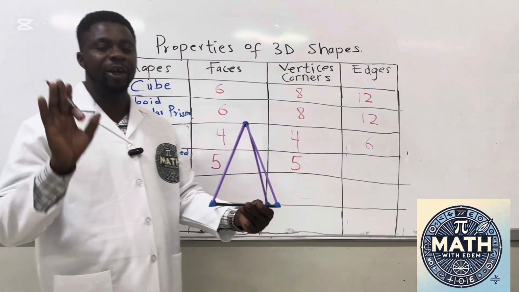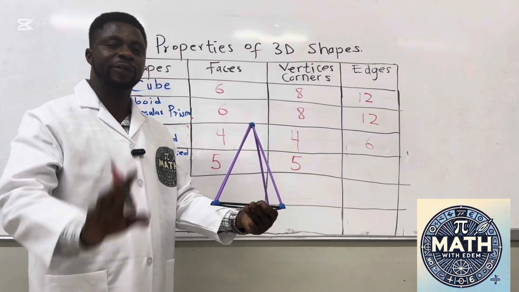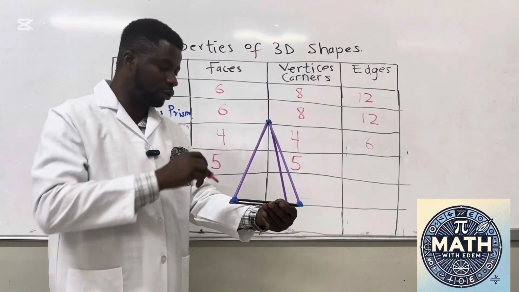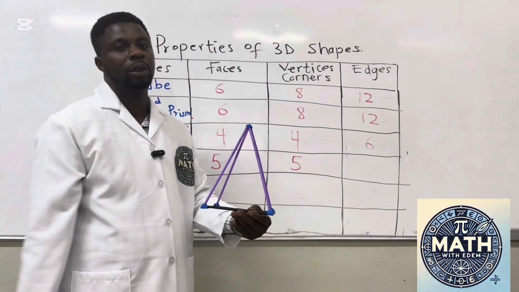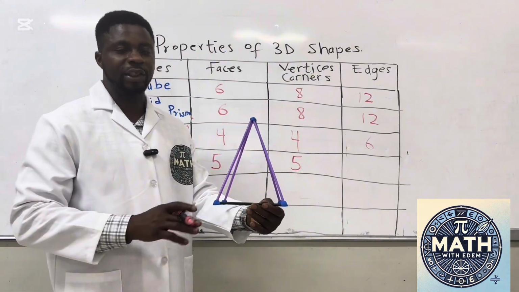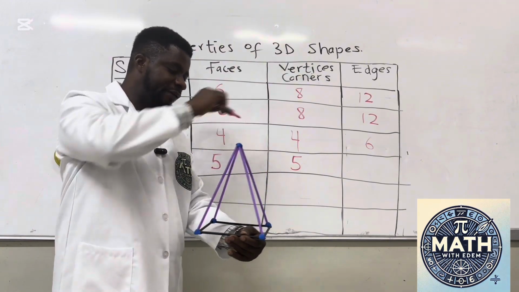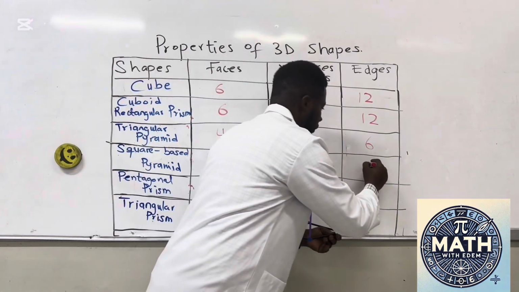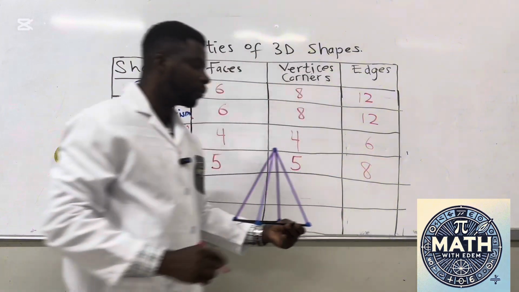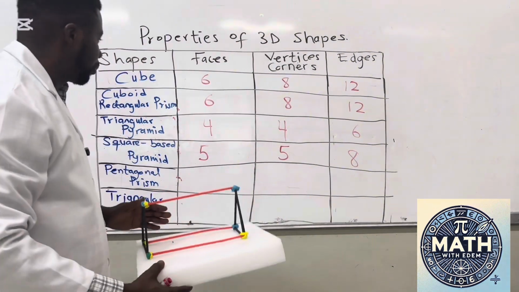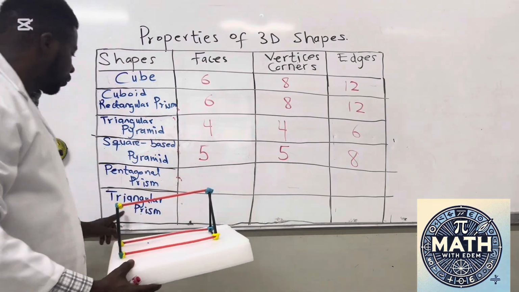Now let's go to the edges. So we are going to count the edges together. Let's start from the base. So we have 1, 2, 3, and 4. So we have 4 edges at the base. Now let's go up: 5, 6, 7, and 8. Great.